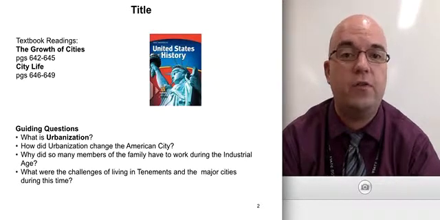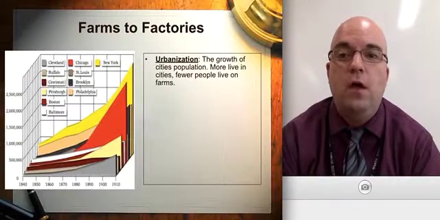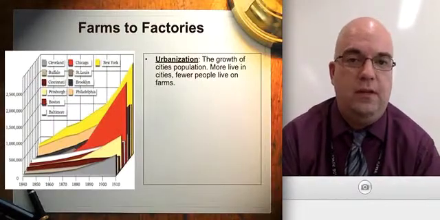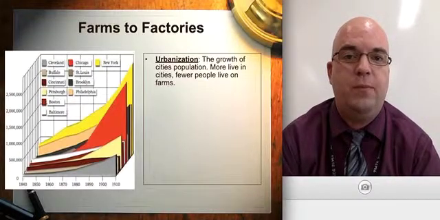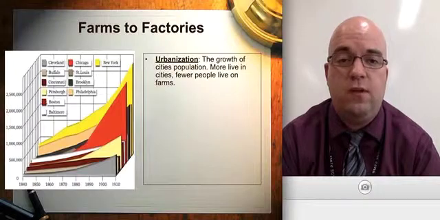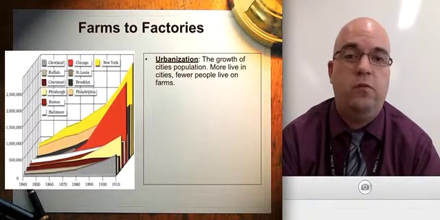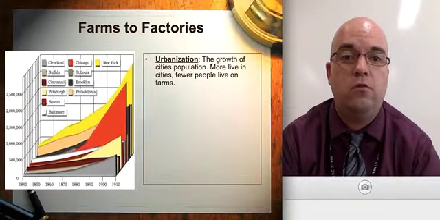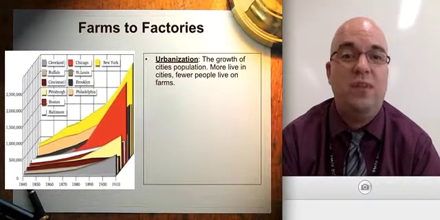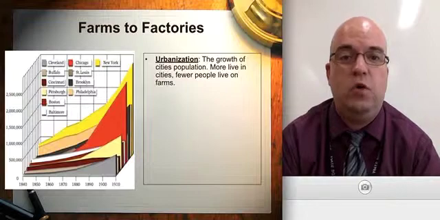So let's talk first about urbanization. If you break down the word urban, urban means city life, and urbanization is this growth of the cities during this time period. When America first founded itself in the late 1700s, we were a farming, rural society. People owned small farms, they were agricultural-based societies. But during the 1800s, we begin to see urbanization.